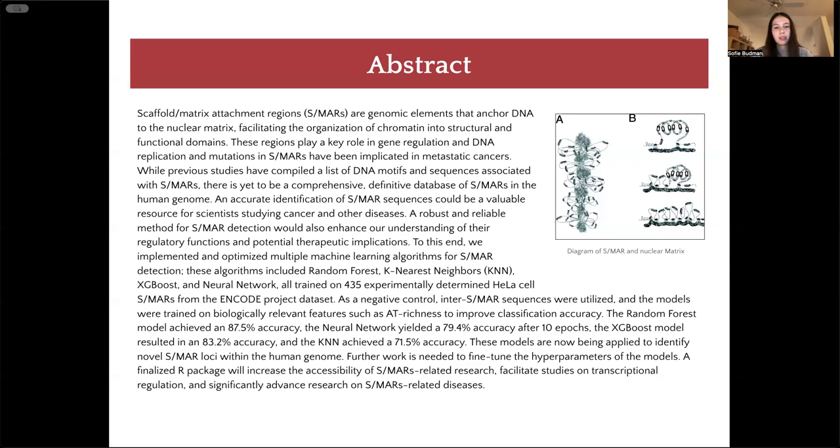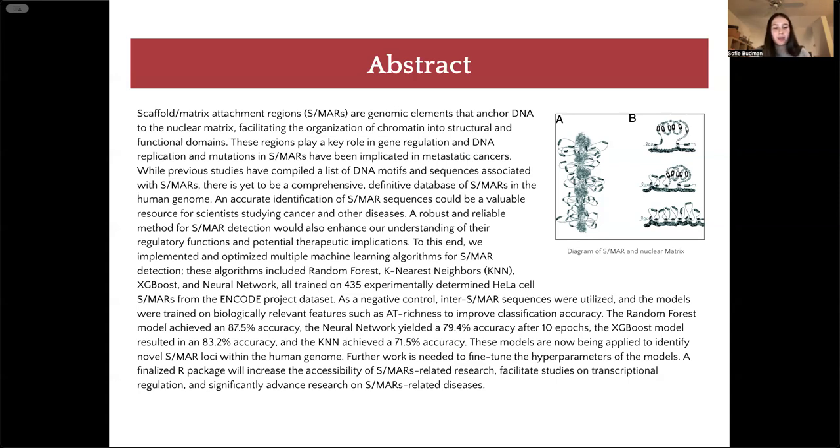Although some DNA motifs and sequence patterns associated with SMARs have been identified, there is currently no comprehensive database of SMARs across the human genome. An accurate identification of SMAR sequences could be a valuable resource for scientists studying cancer and other diseases. A robust and reliable method for SMAR detection would also enhance our understanding of the regulatory functions and potential therapeutic implications. Currently, the methods to predict SMARs are insufficient.